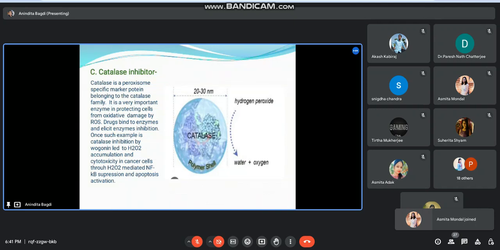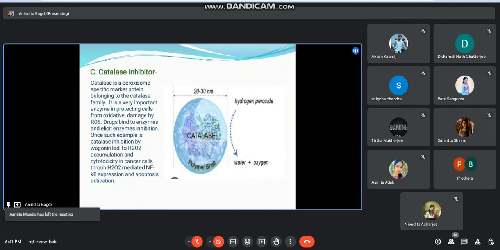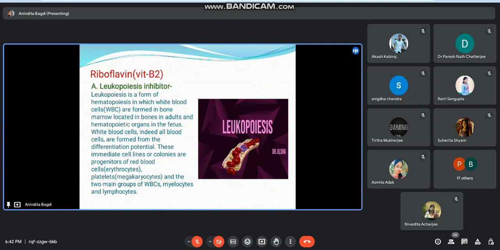Next, catalase inhibitor. Catalase is a peroxisome-specific marker protein belonging to the catalase family. It is a very important enzyme in protecting cells from oxidative damage by ROS. Drugs bind to enzymes and cause enzyme inhibition. One such example, catalase inhibition, can lead to H2O2 accumulation and cytotoxicity in cancer cells, with H2O2-mediated NF-kB suppression and apoptosis activation.